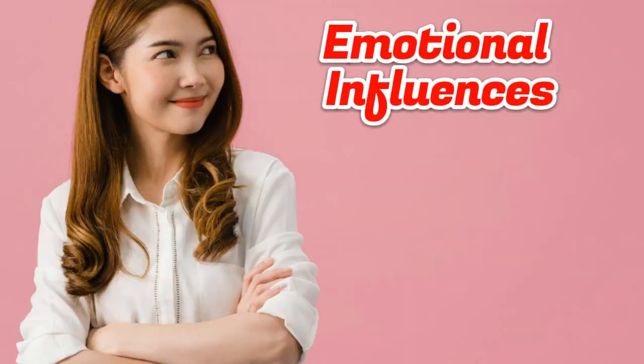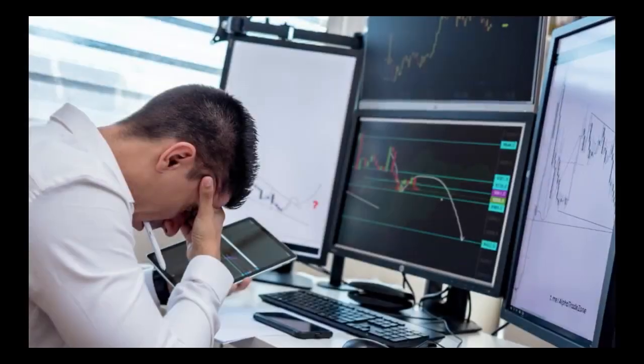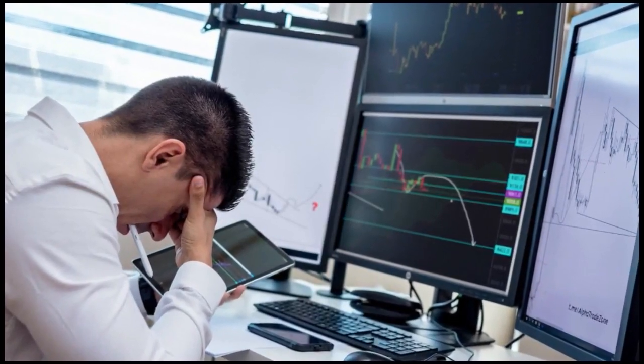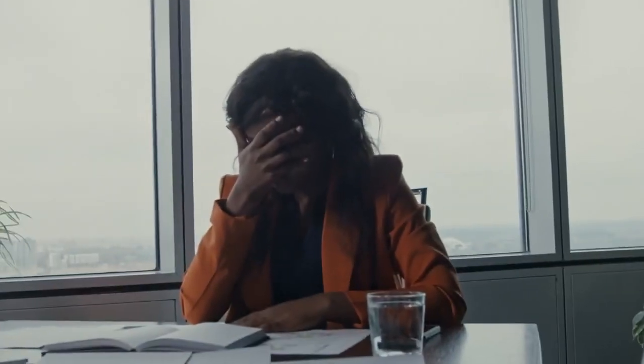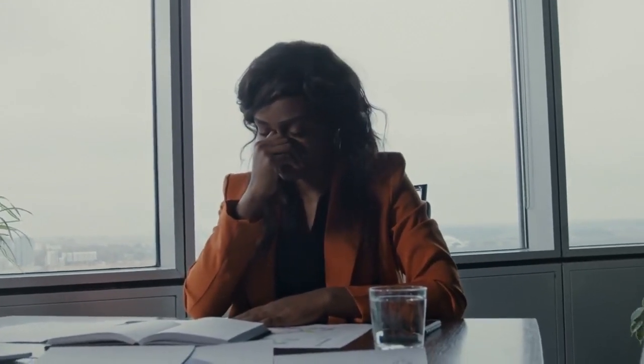Section 3. Emotional influences. Investors' emotions play a significant role in decision-making. Let's explore how certain emotions can impact investor behavior.